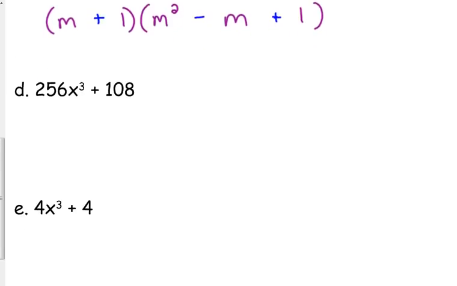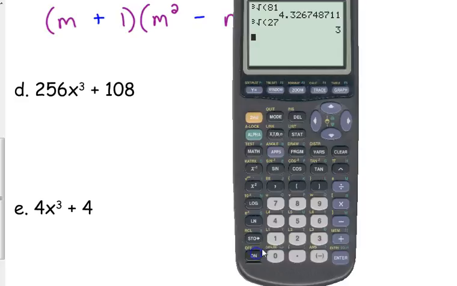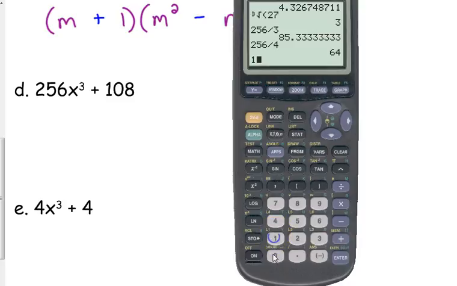Okay, let's look at D, 256x cubed plus 108. Well, when I glance at my list, I do not see 256 and 108. That's because there is a GCF. So let's find out what it is. Let's try 3, nope, 4. 4 gives us 64, let's see what it gives us when we divide 108 by that. 64 and 27 are perfect cubes, and they don't have anything else in common.